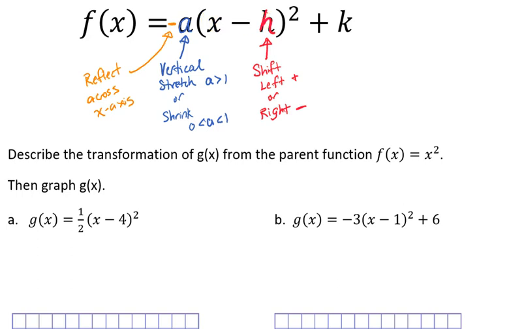The K value is going to shift our graph either up or down. If we see a plus sign, it will shift it up. And if we see a minus sign, it will shift it down.